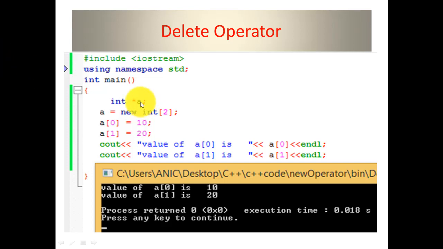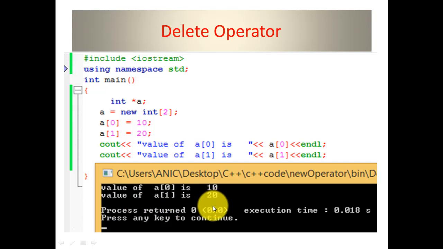So here in the main section, we created a pointer of int type, and here we create the pointer for the array, and here we save a memory location on the heap with an array of 2 elements, with indexes 0 and 1. It means that at the 0th index the value will be 10, and at the 1st index the value would be 20, and here we simply print the values of the 0th and 1st index. So here is the output. The value of a0 is 10 and the value of a1 is 20.